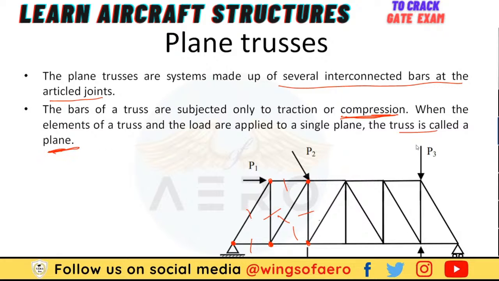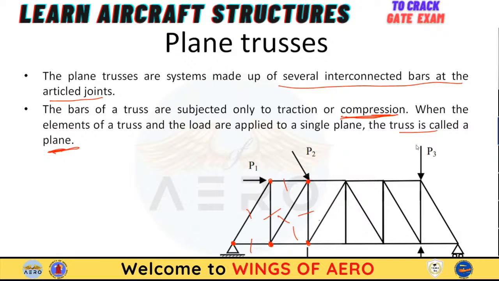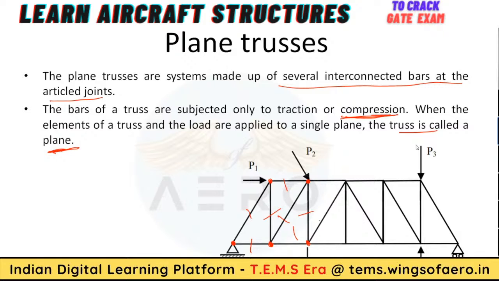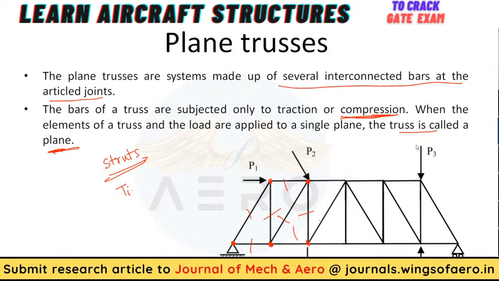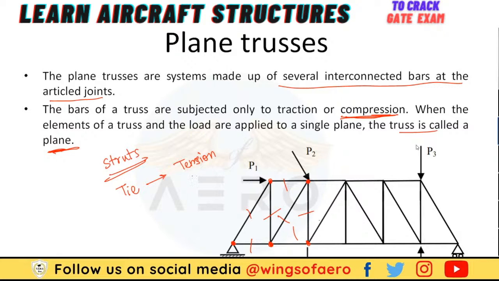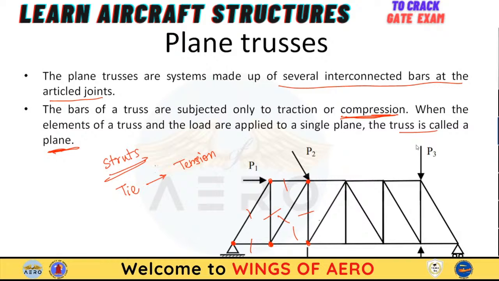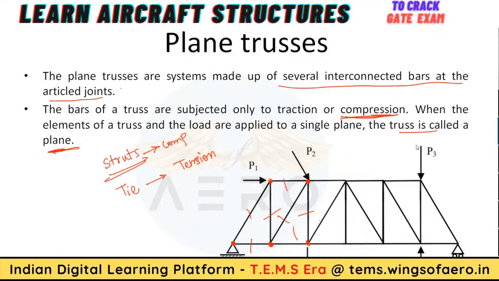Any structure which will undergo only compression is like a cumulative number of struts. In the previous class I discussed what struts are: a member which undergoes only compression. There is a difference between strut and tie: a member which can only undergo tension is called a tie, and a strut is where only compression acts. And what is this truss?